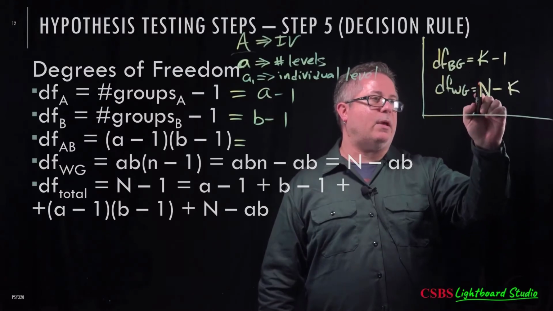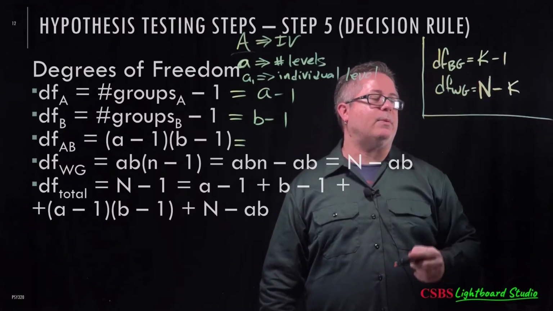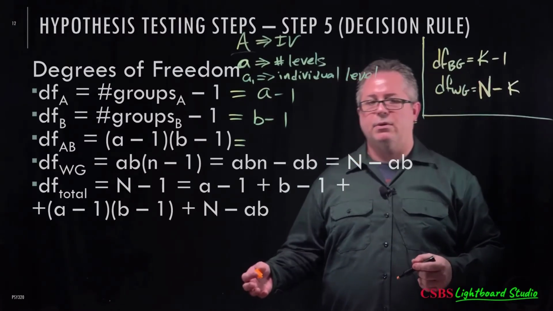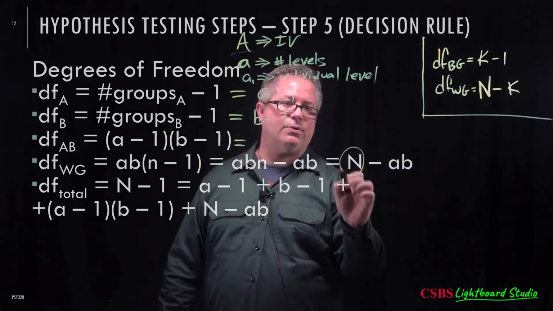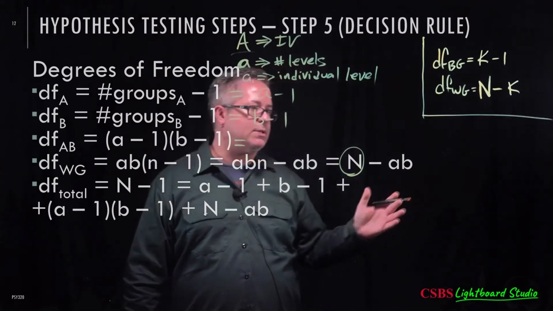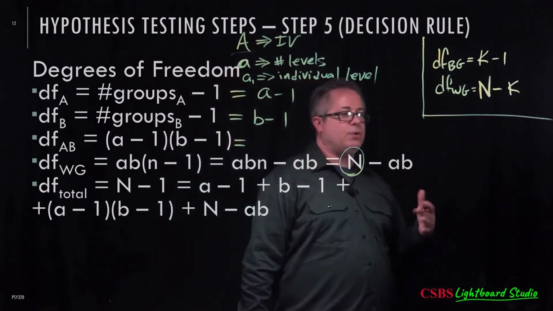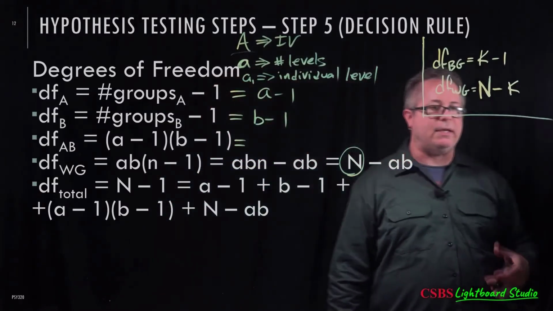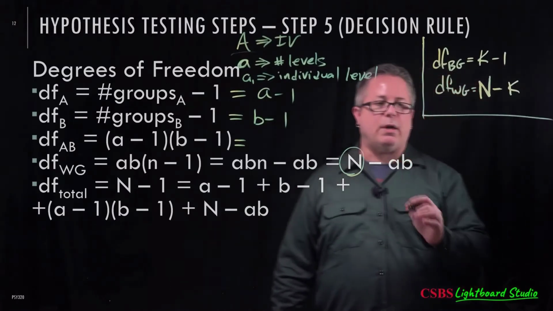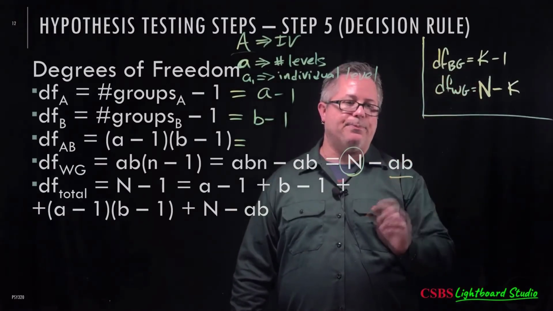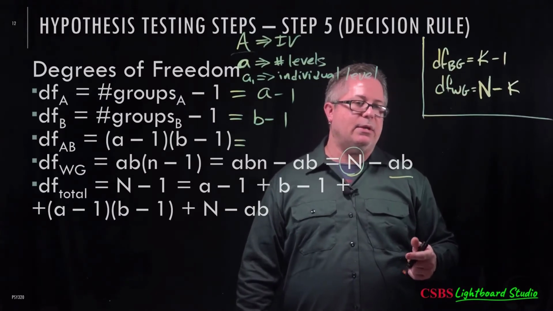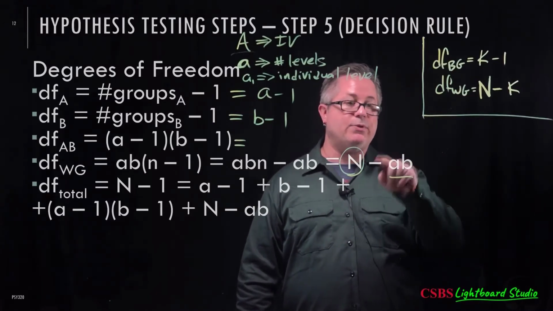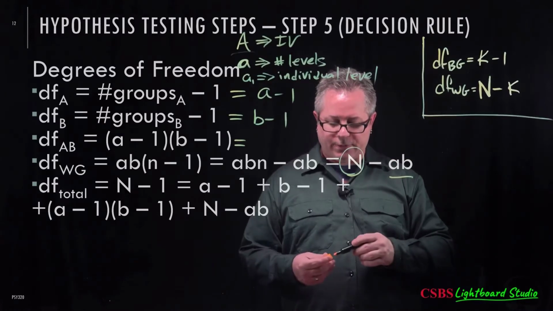So we have to think about how many subjects we have here. Well, I still have n of them. So n still refers to all the subjects. Take all your participants, the total number you have, that's still n. But why are we subtracting A times B? Because A times B represents the number of individual cells, or individual means, that we're going to have to compute.